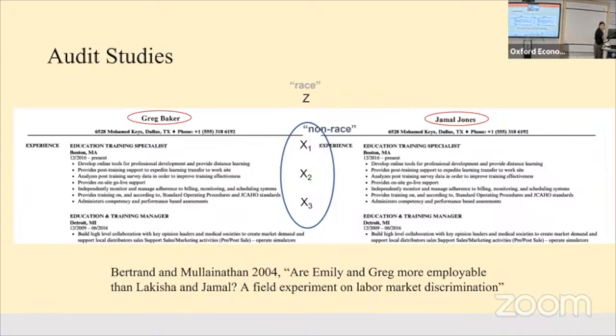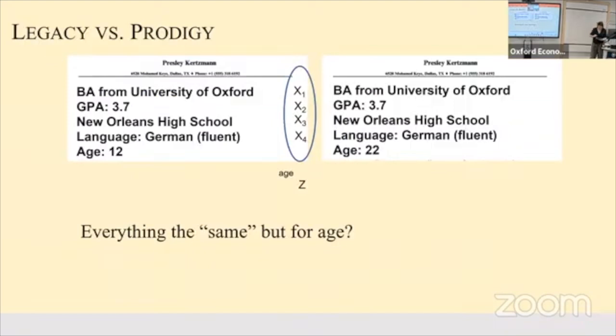So now I want to consider a case that's structurally the same, but that might give us pause. I'm going to use the same idea about variable construction to construct a case that's structurally the same, but that seems problematic. This one's called legacy versus prodigy. I don't know whether the word legacy translates in this context, but in the US, if you go to a fancy university, sometimes it's because your parents went there. That's called legacy. Maybe that's also true at Oxford. Okay, so here's an audit study where I'm doing the same thing. I'm giving people resumes. I'm saying they both went to University of Oxford. They both got 3.7s at their high school, but one of them is age 12 and one of them is age 22.